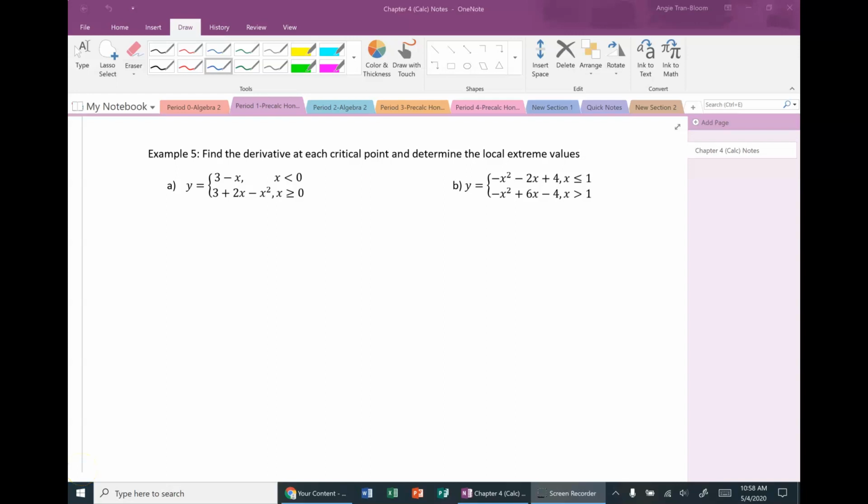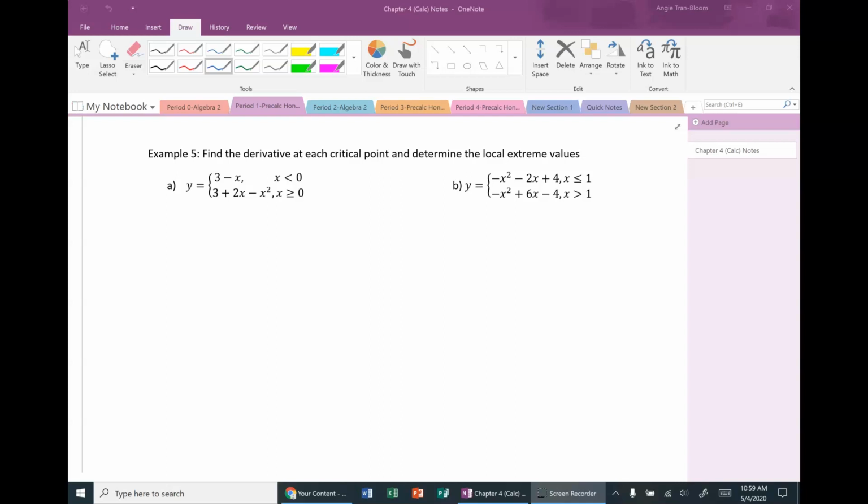Okay guys, so here's example 5, and again the instruction for example 5 is exactly the same as examples 3 and 4, except that I'm doing a lot of examples because these all represent different types of equations, okay? So on example 5, find the derivative at each critical point and determine the local extreme values. Again, that's the same exact instructions as 3 and 4, except they're worded slightly differently.